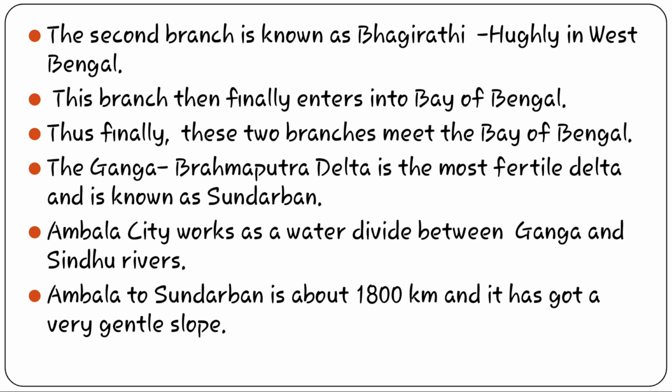Ambala city works as a water divide between Ganga and Sindhu rivers. Ambala to Sundarban is about 1800 km distance and it has a very gentle slope.